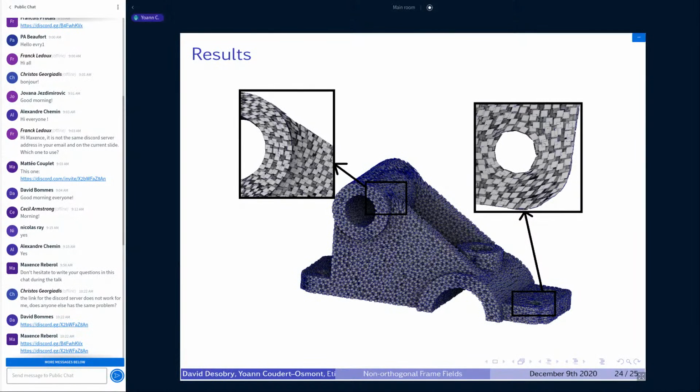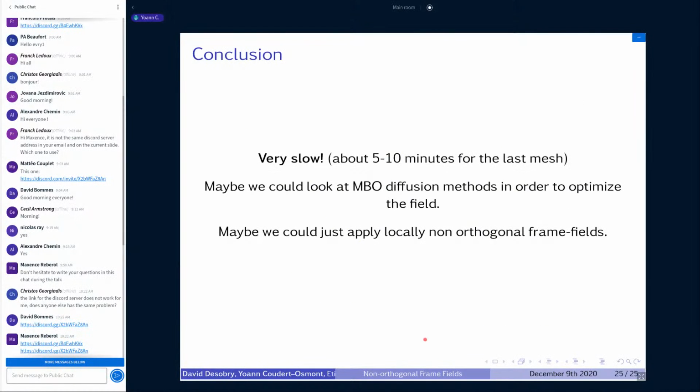To conclude, I would say that the current optimization with LBFGS is very slow. It took about 5 or 10 minutes for the last mesh. So maybe we could look at MBO decision methods to get a faster optimization. Or maybe, and it's probably a better idea, we can just apply locally non-orthogonal frame fields.